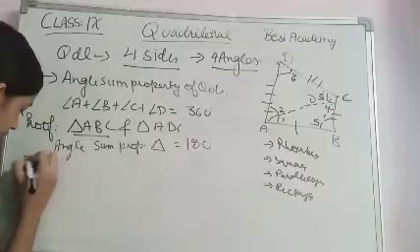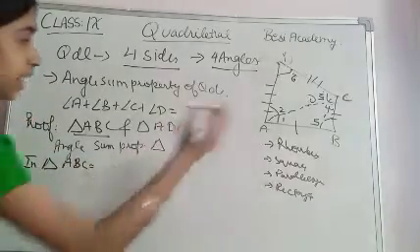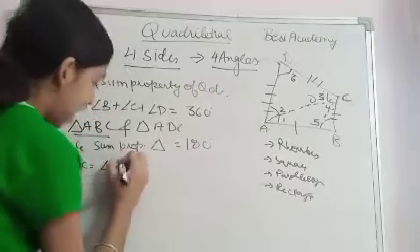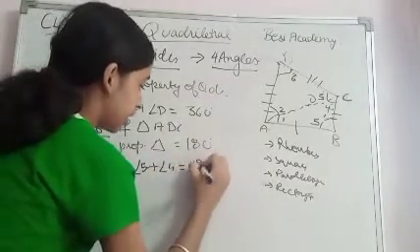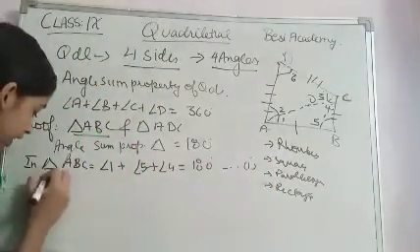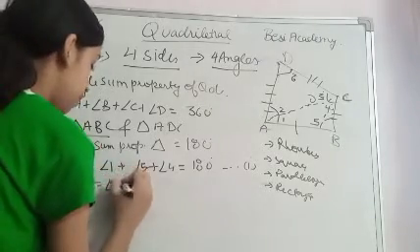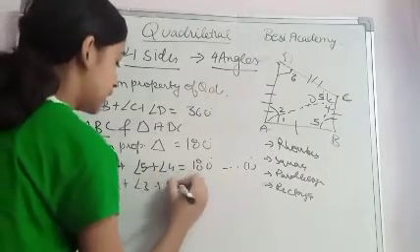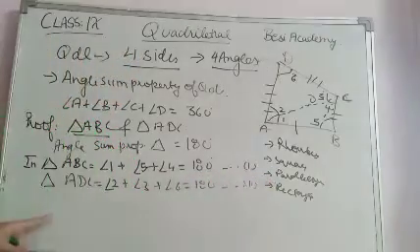So mark it as 5 and 6, triangle ABC and triangle ADC. In triangle ABC, angle 1 plus angle 5 plus angle 4 is equal to 180 degrees. This is the first point. And in triangle ADC, angle 2 plus angle 3 plus angle 6 equals 180 degrees. This is the second point.